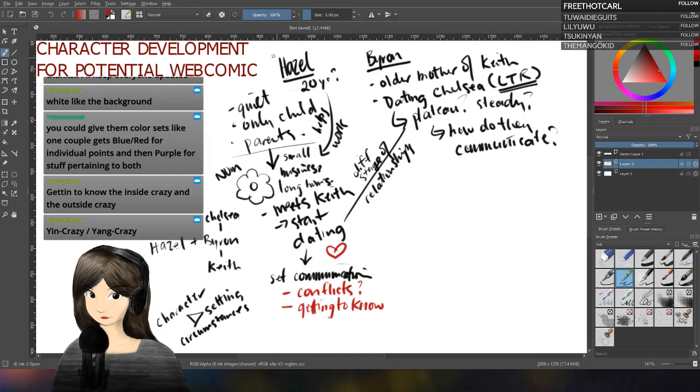I'm gonna say Hazel is red. Let's say Byron is green. Keith, let's go. Orange. Keith is orange. And Chelsea can be purple, I guess. I'm not investing too much into Chelsea because she is a secondary character.